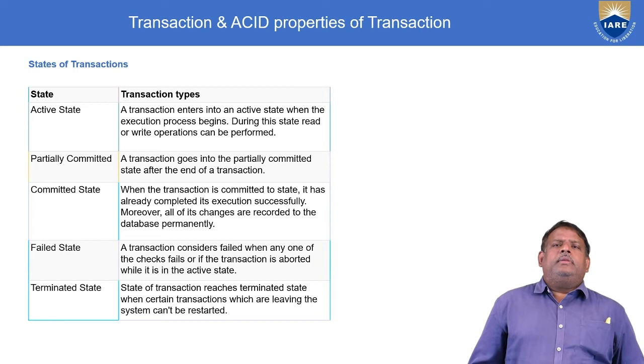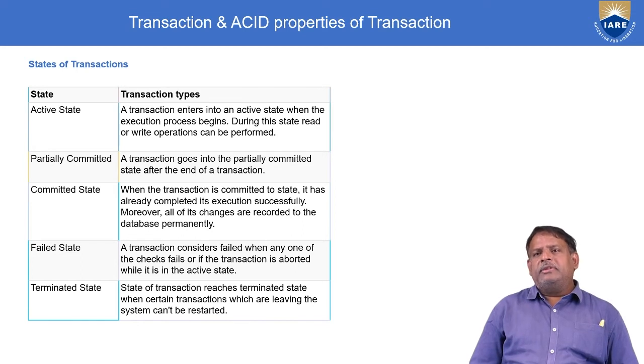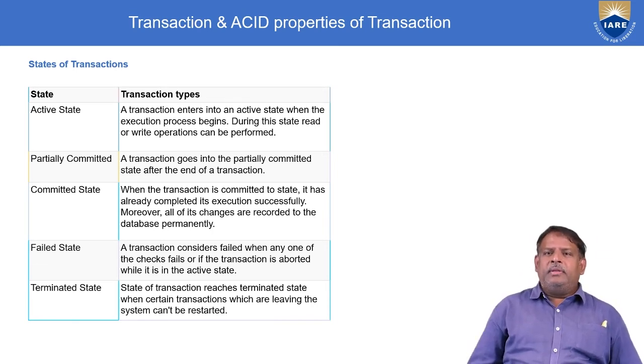The terminated state. What is the terminated state? The state of a transaction reaches terminated state when the transaction is leaving the system and cannot be restarted. Suppose by any chance the system got hanged and cannot proceed further, then it is also in a terminated state. But a failed state we can make back into an active state. Suppose you open the account B successfully, then it goes on. But terminated state means the transaction cannot leave because the system cannot be restarted.